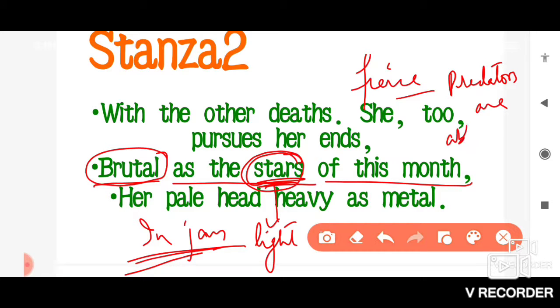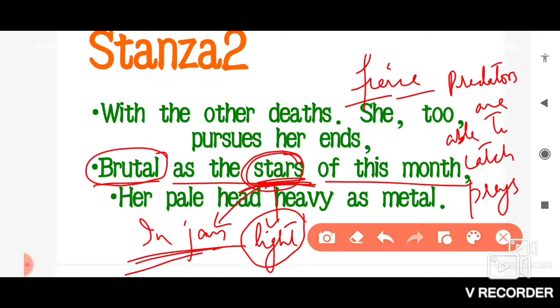Predators are able to catch their prey even during the night. That is why stars are called brutal. Why? Because in the month of January, the light of the stars is fierce. Because of their light, predators are able to catch their prey even during the night. So what happens ultimately? The light of the stars helps in the killing of these animals.